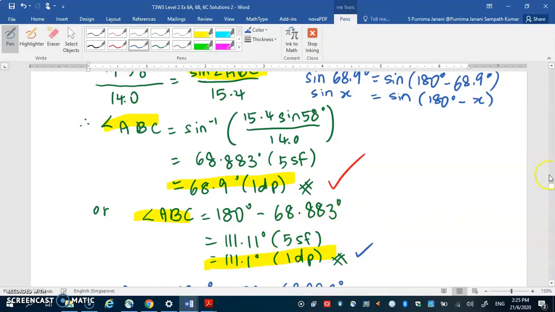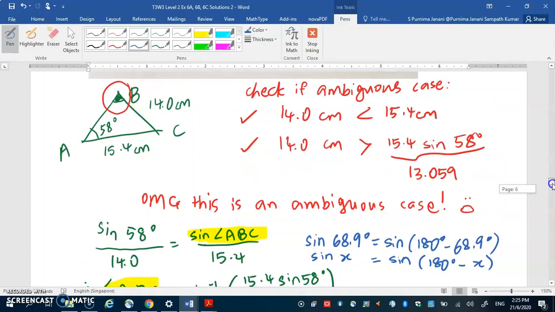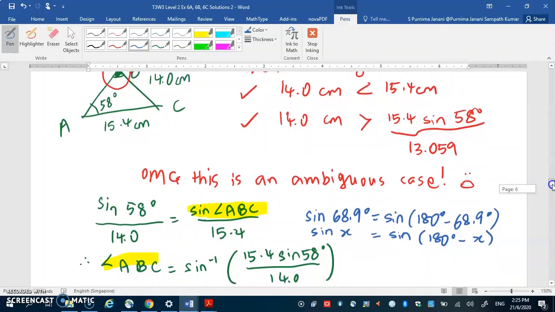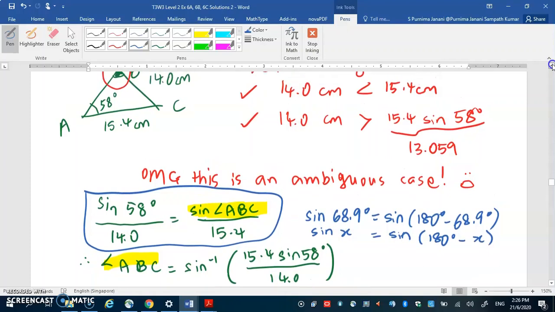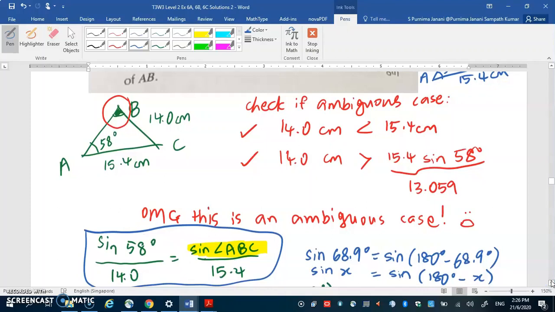Why? Because I only have one angle given in the question, which is 58. Correct? So this angle ABC could have been 68.9, because sine of that angle will give me some value, which will make this sine rule work. But at the same time, that angle could also have been 111.1, because sine of 111.1 will also allow this sine rule to work. Okay? So as long as you're using sine rule to find an angle, just find both possibilities.